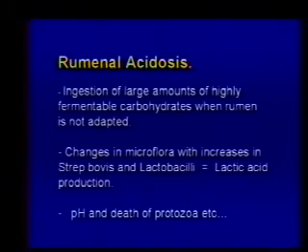So changes in the microflora occur, with an increase in Streptococcus bovis and Lactobacillus. These fermentable carbohydrates start lowering the pH, and consequently Strep bovis and Lactobacillus bacteria predominate, and they produce lactic acid. Lactic acid then lowers the pH even further, killing the protozoa that are in the rumen, and now we basically have a dysfunctional rumen.